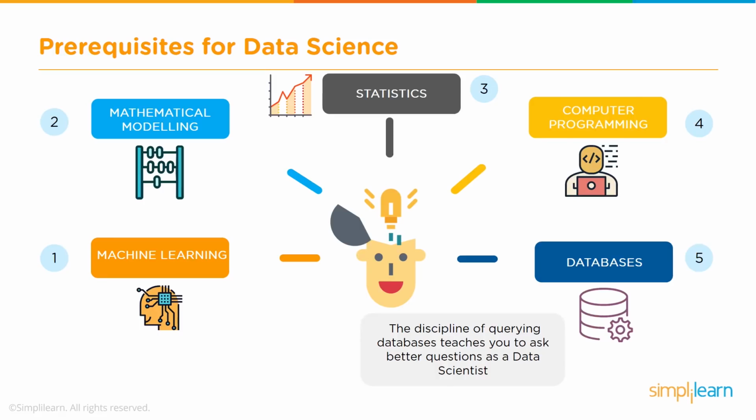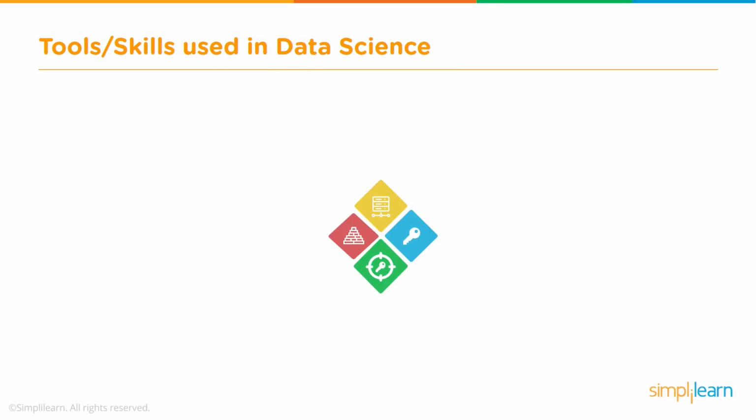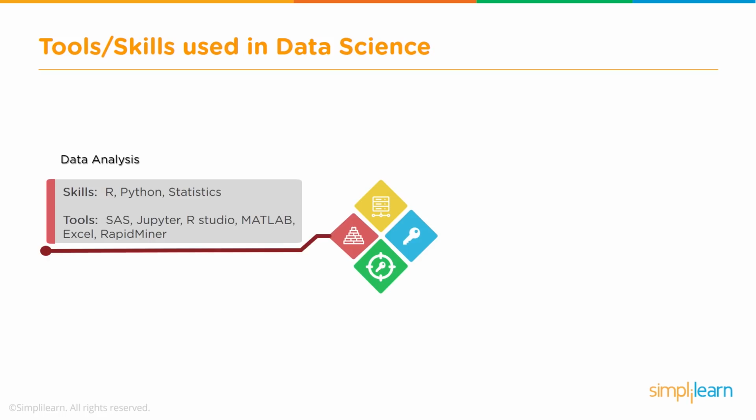And then of course you need to understand databases, how databases work, how to handle databases, how to get data out of databases, and so on. So these are some of the key components of data science. Now, coming to the tools and skills that are used in data science, these are some of the skills from a language perspective. It is Python or R.